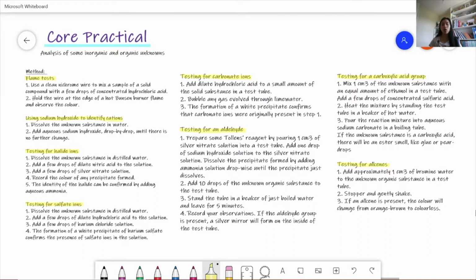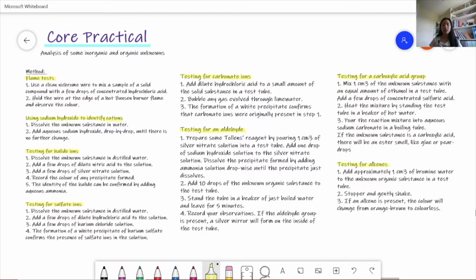To test for cations, or identify cations, we dissolve the unknown substance in water and then add aqueous sodium hydroxide drop by drop until there is no further change. When we test for halide ions, we dissolve the unknown substance in distilled water, add a few drops of dilute nitric acid to the solution, and then a few drops of silver nitrate solution, and then we record the colour of any precipitate formed. And the identity of the halide can be confirmed by adding aqueous ammonia.